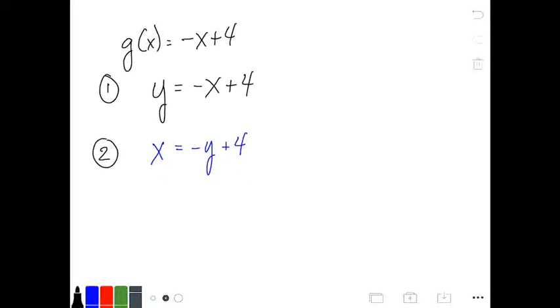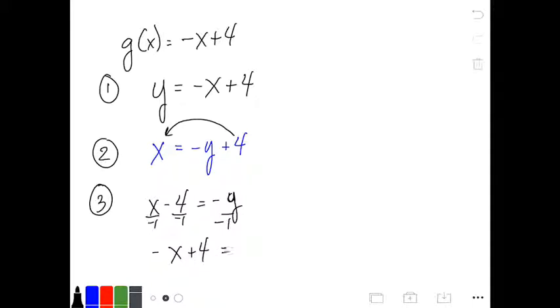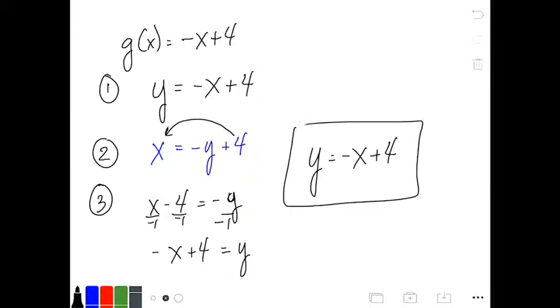And then the third step is to solve your equation for y. So I need to move the positive 4 over here. So that would give me x minus 4 equals negative y. And then, guys, I need to go ahead and divide everything by negative 1 because I want positive y, not negative y. So that would give me negative x plus 4 is equal to y. If you guys feel more comfortable rewriting that with y first, that's perfectly acceptable. You can do this. So this answer is the inverse of the original function. So pretty simple, not hard at all.